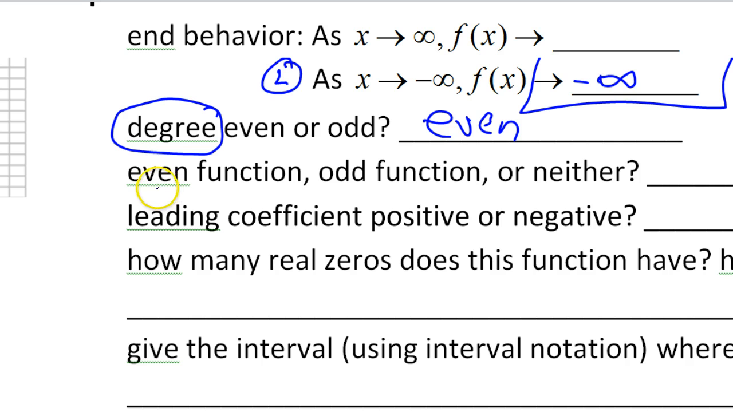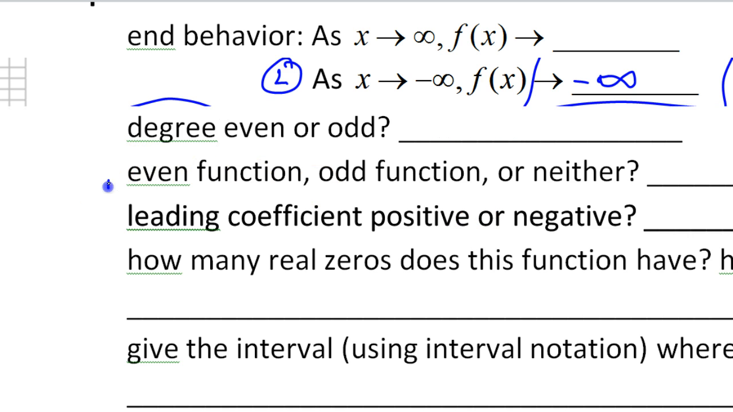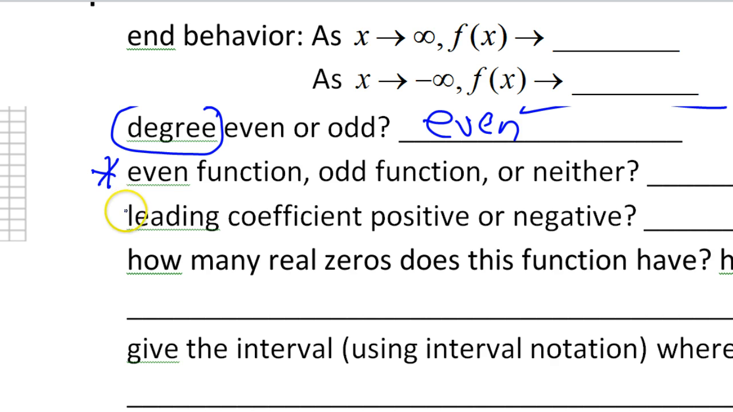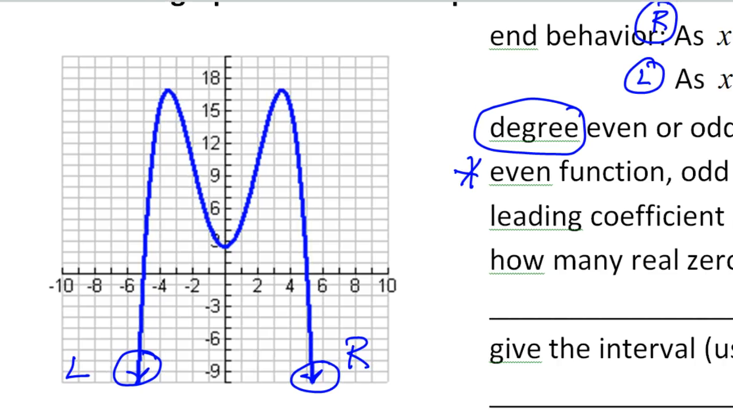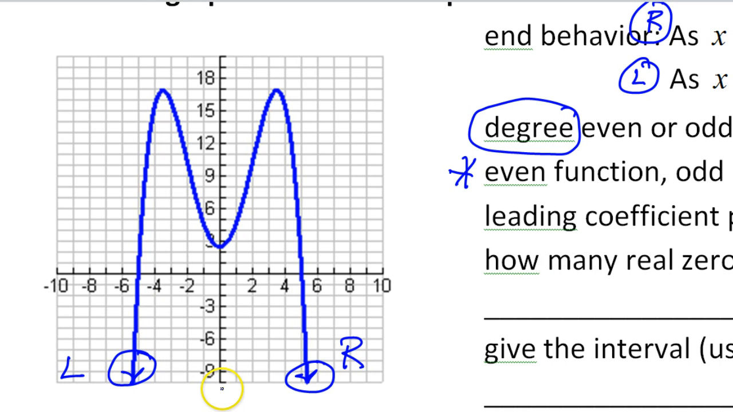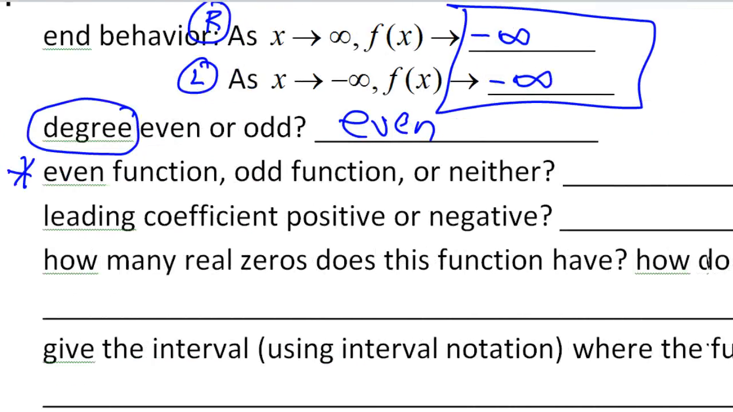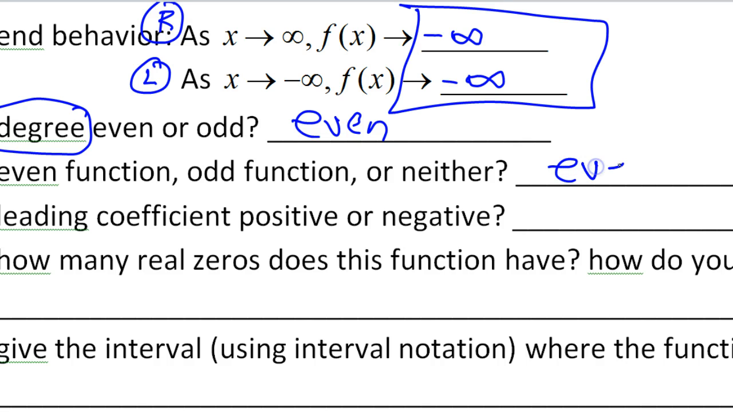Now the very next one says, is it an even function, an odd function, or neither? Now what are they talking about? It's different. Now we're talking about the symmetry. So now it could be even, odd, or neither. It had to be an even degree function, but does it have even symmetry? Yeah, because it has y-axis symmetry. The y-axis splits it right down the middle. So even, it has even symmetry as well.